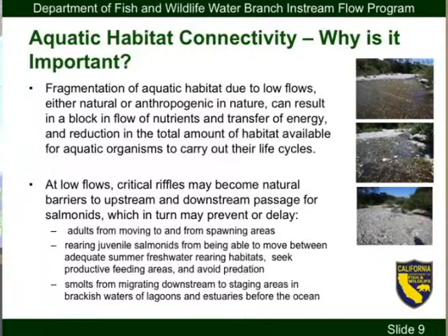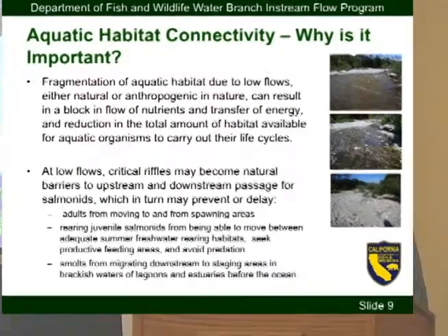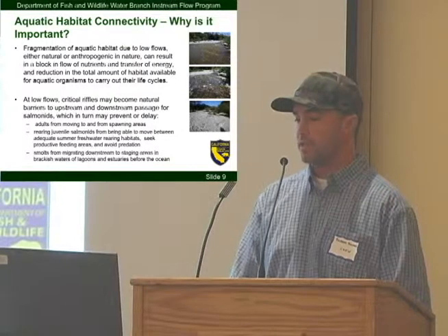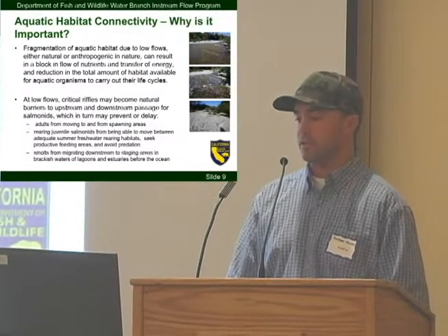So why is aquatic habitat connectivity important? Basically, habitat can become fragmented either naturally or anthropogenically in nature. It can block nutrients, transfer of energy, and all in all it results in a total reduction in the amount of habitat for organisms to carry out their life cycles. And at low flows, critical riffles, which are natural riffles, can disrupt life history for salmonids. Particularly, they can prevent adults from moving to spawning areas, prevent juvenile salmonids from moving between adequate rearing areas, escaping predation, and also prevent smolts from moving downstream to staging areas.